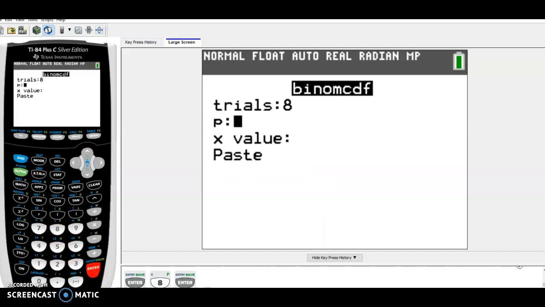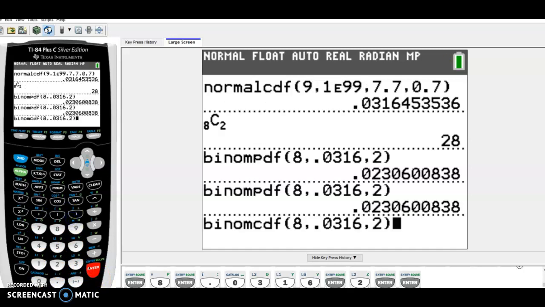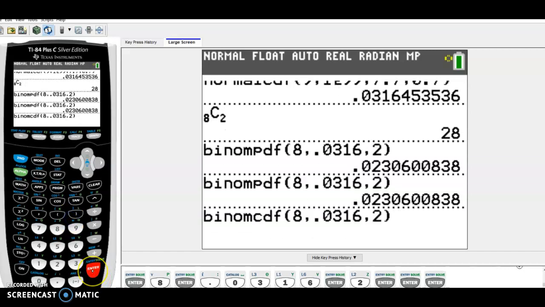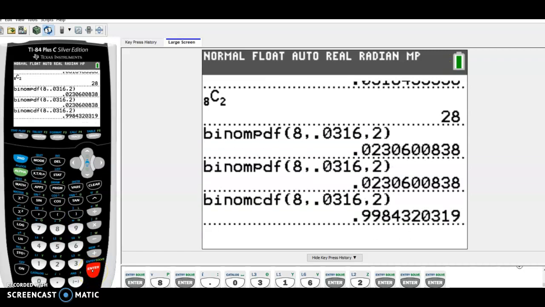So if I have 8 trials and a probability of 0.0316 and I enter that 2 again, this is actually going to find the probability of 0 of the 8 or 1 of the 8 or 2 of the 8 and add all 3 of those together instead. It was a small probability of it happening, so it's pretty reasonable that we don't have any 0 of the 8 or 1 out of the 8 would be more likely. So you see that big jump.